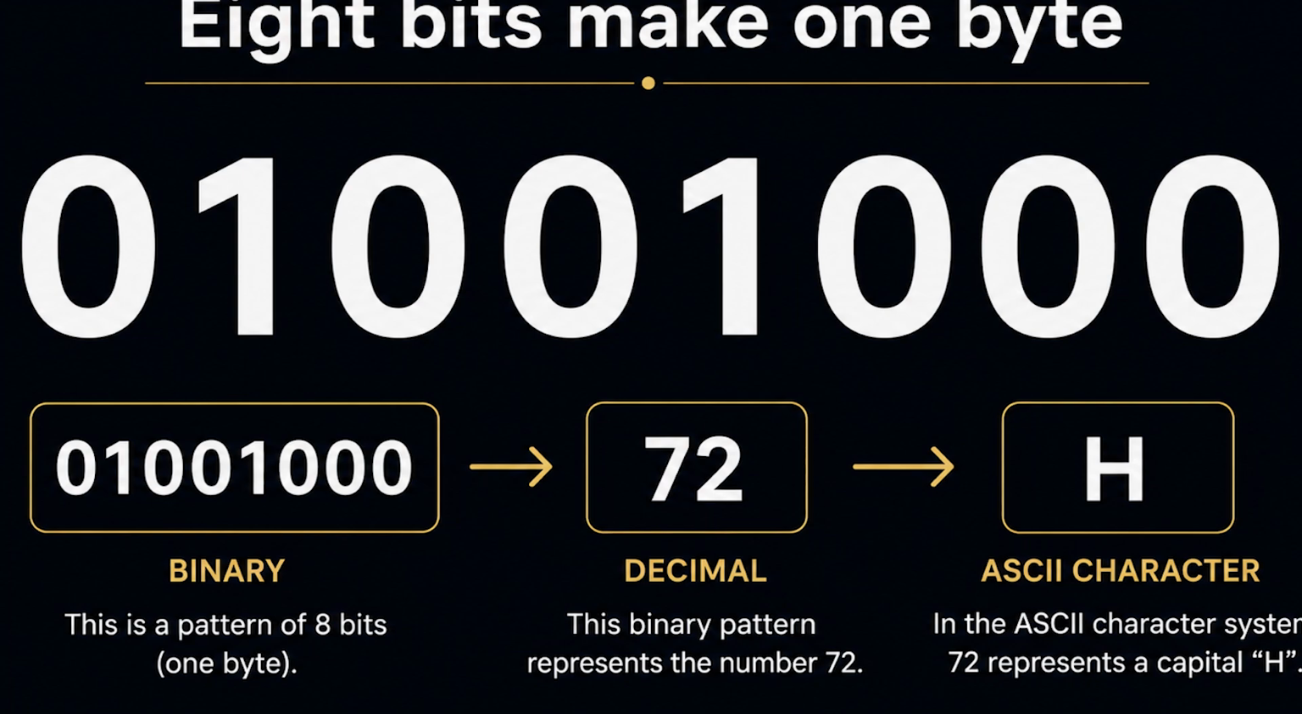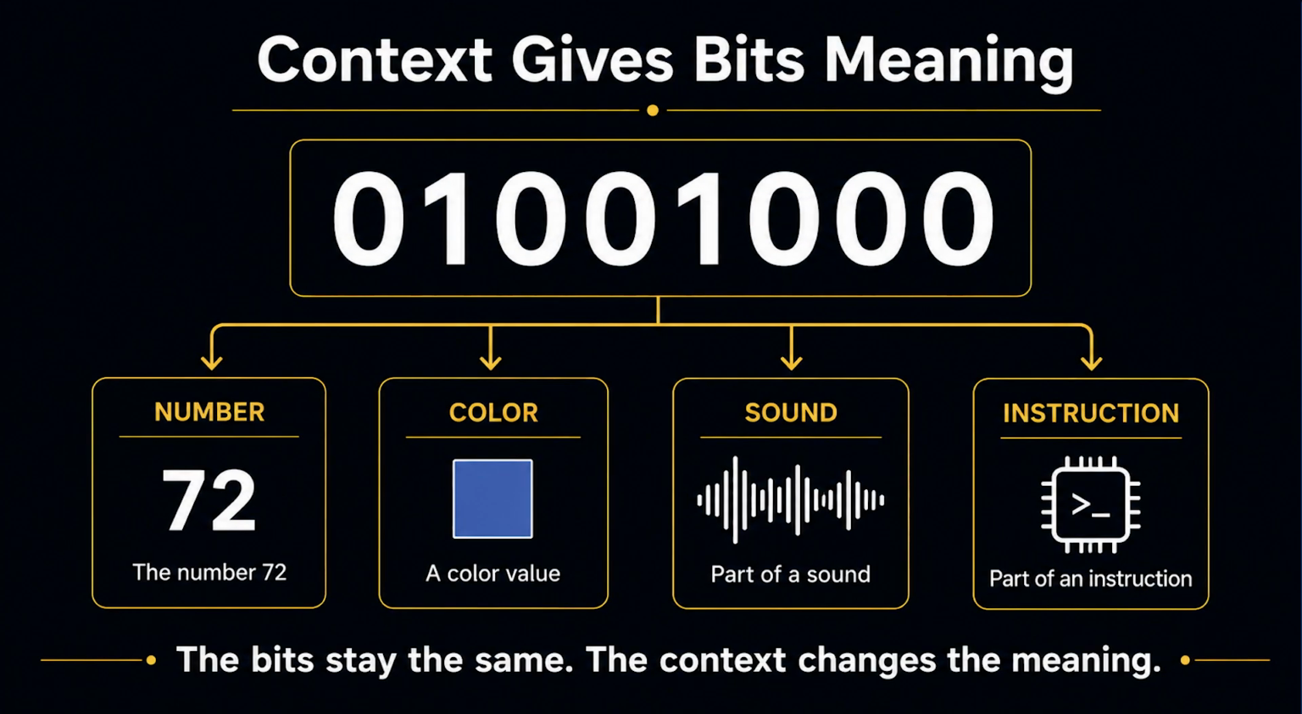But this binary representation doesn't automatically mean H. It means H only when a program interprets that number as an ASCII character. The same bit pattern could represent a number, a color, part of a sound, or even part of an instruction. Context gives the bits meaning.